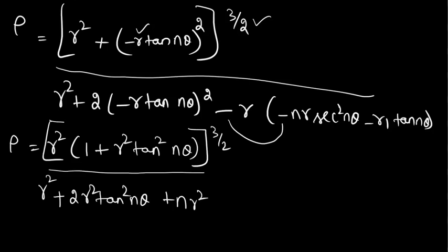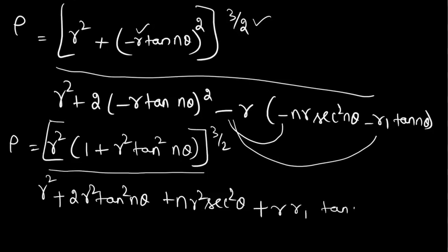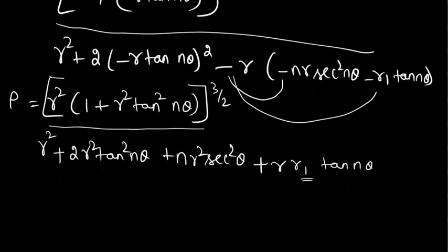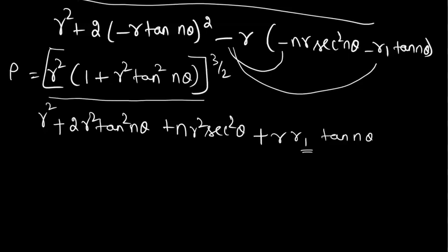Plus n r square secant square theta plus, and then next term minus and minus, r into r1 tan n theta. And if you notice, again one more r1 is there. We have to substitute back. Numerator I can write it as r square power 3 by 2. I can split this as r square power 3 by 2 into the second term.